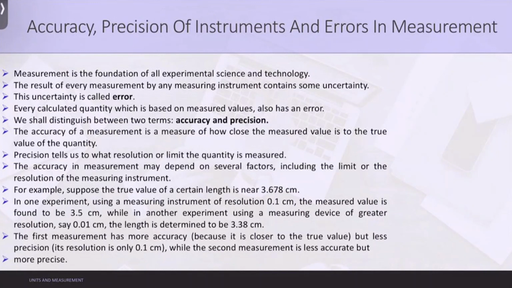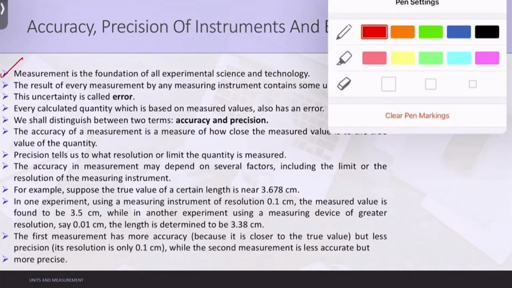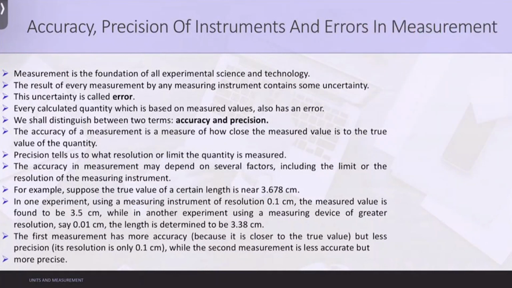So measurement is the foundation of all experimental science and technology. The result of every measurement by any measuring instrument contains some uncertainty. This is quite certain, right? Let me explain. Let's say this is a meter scale, and these are the divisions. Wait, that will make it much clearer. Fine. Let us say we need to measure something from this portion to this portion.